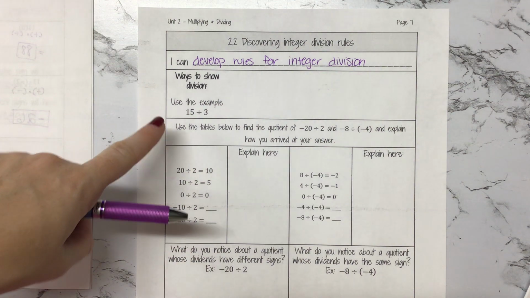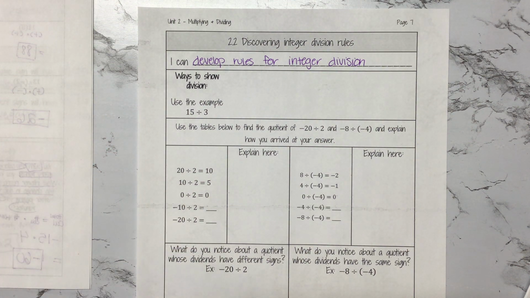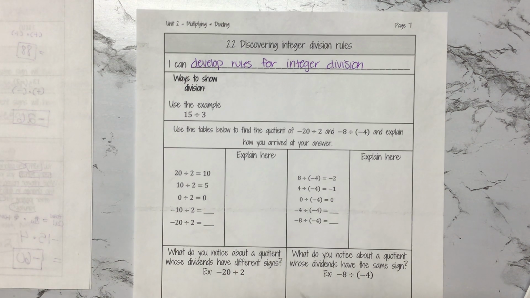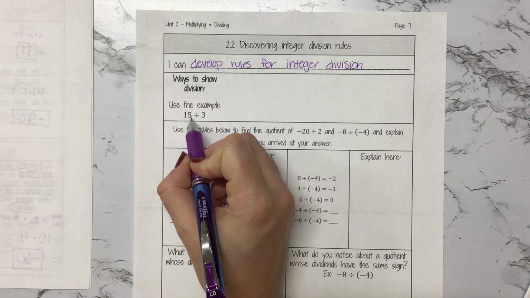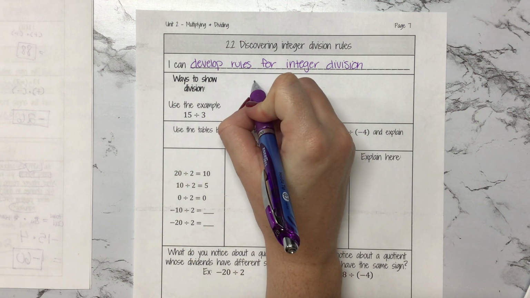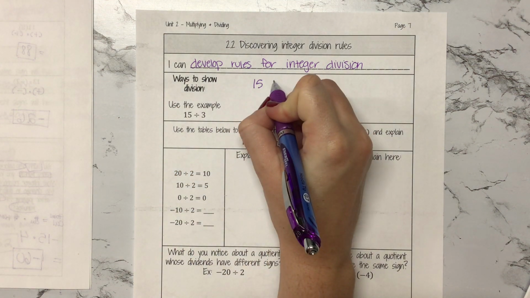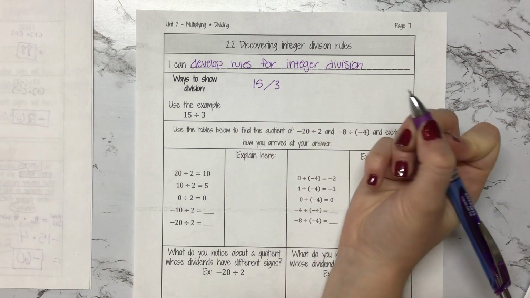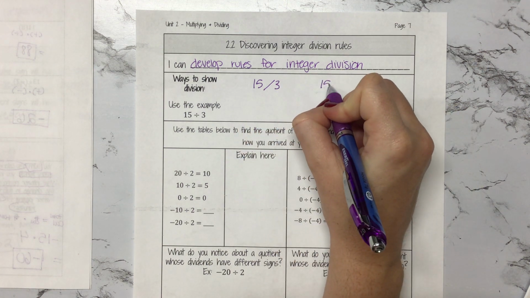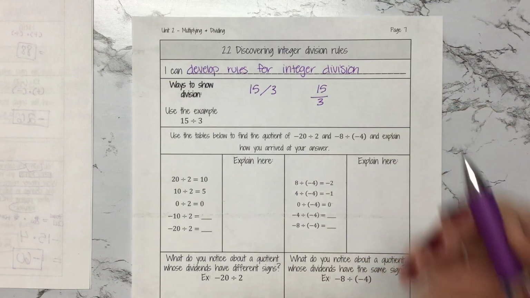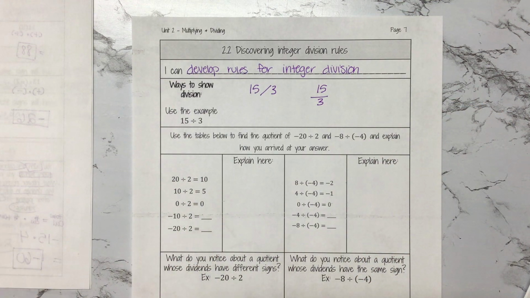Okay. So just like we saw different ways to do multiplication, there's different ways to do division. Using the example of 15 divided by 3, we can also do 15 slash 3 or 15 over 3, right? Because fractions are just fancy division problems.